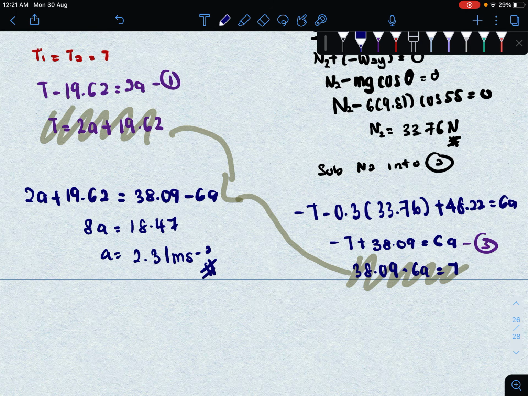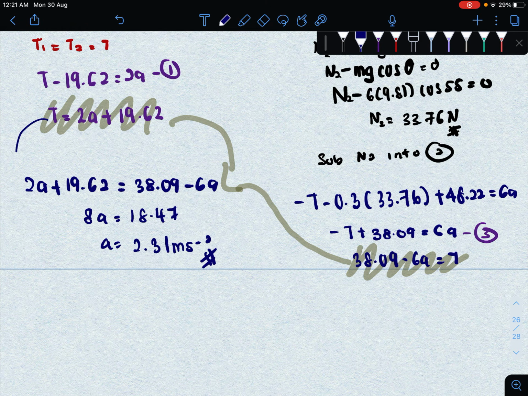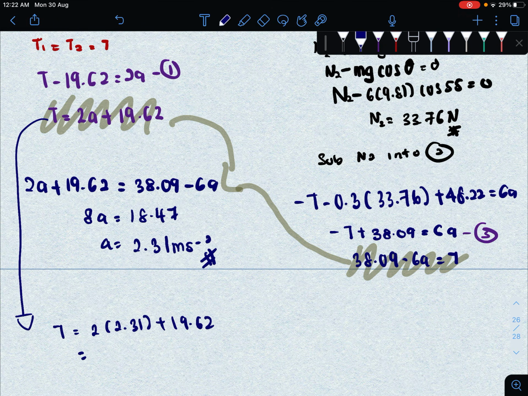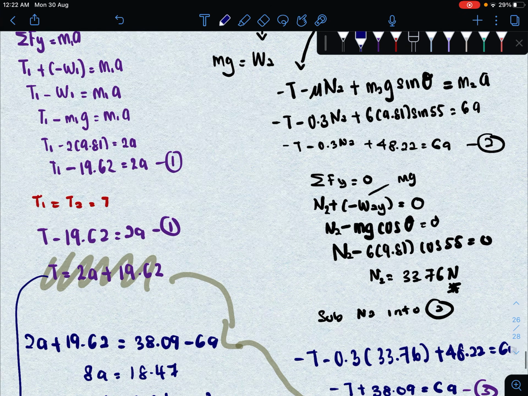So since you have got your acceleration here, awak boleh pilih equation ini ataupun equation ini untuk cari tension kamu sebab kita dah tahu nilai acceleration sekarang. Let's say I'm going to substitute with the first equation here. T akan sama dengan 2 times 2.31 plus 19.62. Okay, so you will get 24.24 Newton. Okay, dah dapat 24.24 Newton sorted.